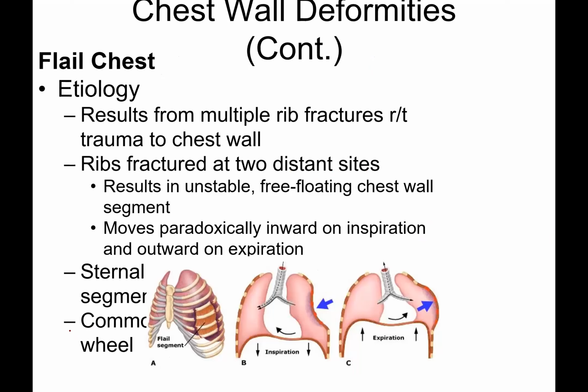Okay, flail chest, usually from multiple rib fractures. Okay, so chest wall trauma. And these things can literally float around. It decides, oh, I'm going to move the left lung that way and move the right lung that way. Okay, so the flail chest.